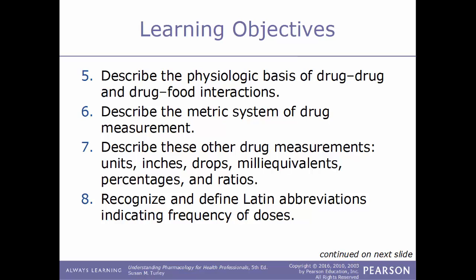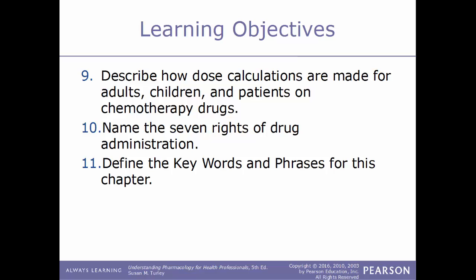describe these other types of drug measurements: inches, units, drops, milliequivalents, percentages, and ratios, recognize and define Latin abbreviations indicating frequency of doses, describe how dose calculations are made for adults and children and patients on chemotherapy drugs, name the 7 rights of drug administration, and lastly, define the keywords and phrases for this chapter.